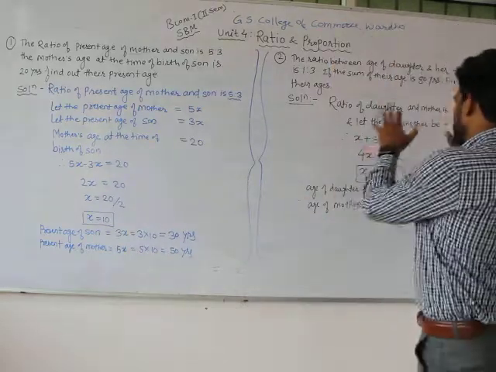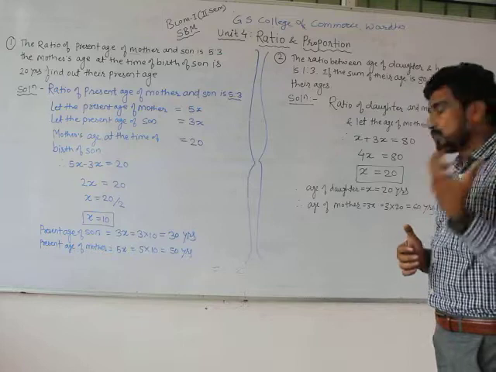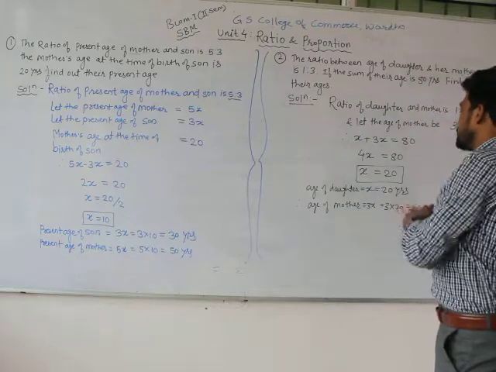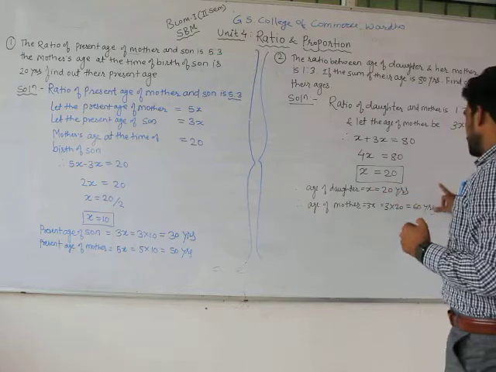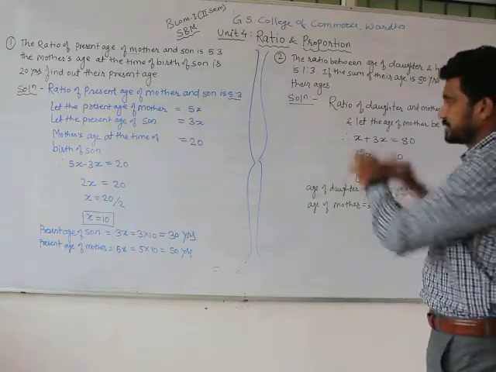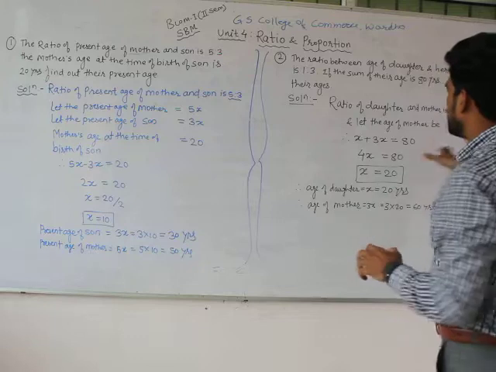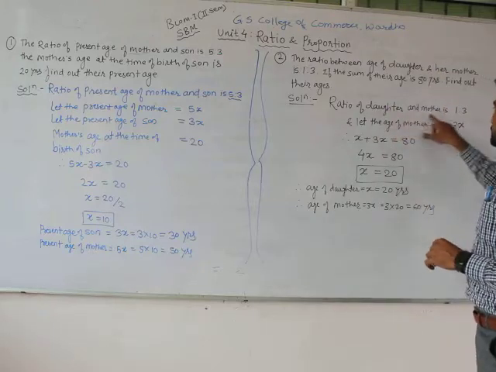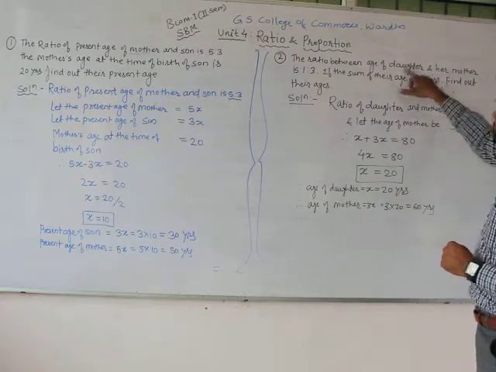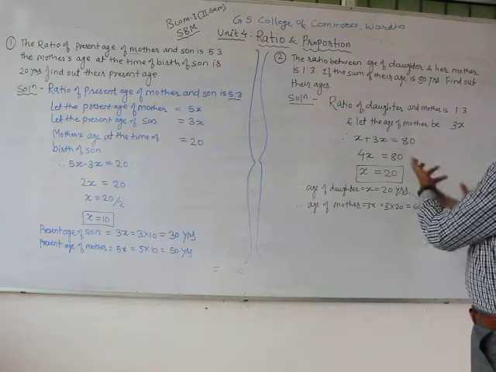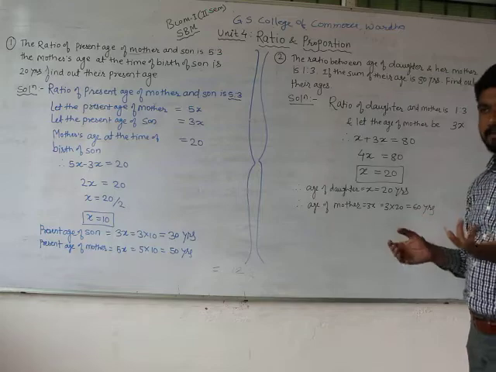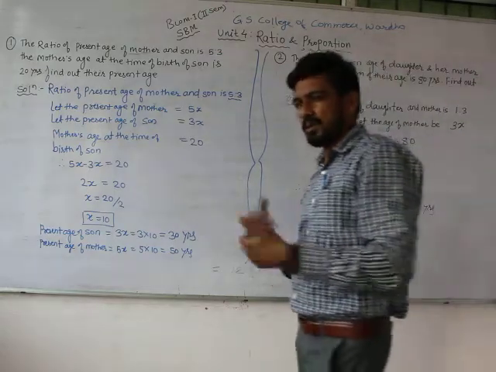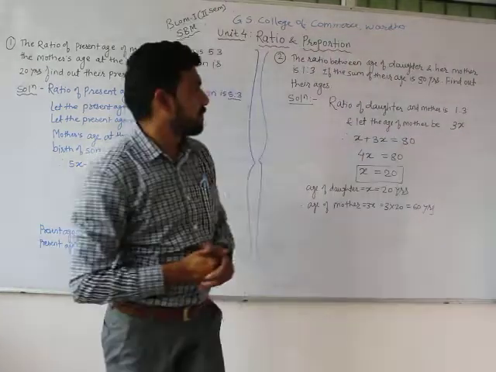So first we will write out the information and then we will find its equation, and with the help of the equation we will find the supposed value, and after that we will find the exact answer. So this is the methodology. First we will write what we have. The ratio of daughter and mother will be 1:3. It has already been given in the problem. And let the age of mother be 3x and daughter's age be 1x. 1:3 means x for daughter and 3x for mother.